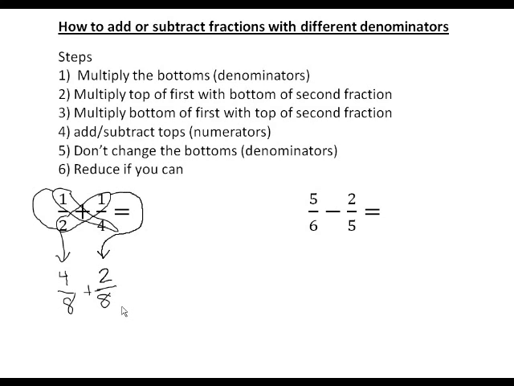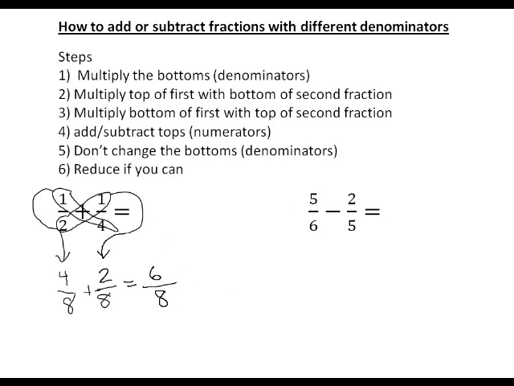As soon as we have two fractions with the same bottoms, we can go on to adding fractions with the same bottoms. Step number 4, add or subtract the tops. Well, we're adding, so 4 plus 2 equals 6 as the top. Step 5, don't change the bottom. The bottoms are the same. It's going to stay as an 8.